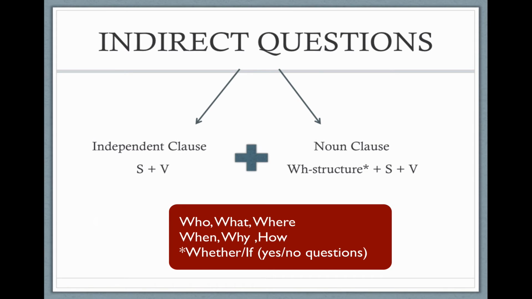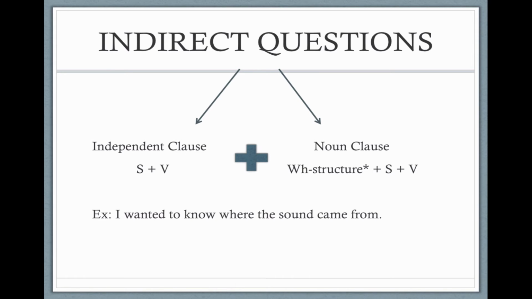For example, my first example is where I have a WH question. I wanted to know where the sound came from. Here's my subject and verb in my independent clause, and then here is my noun clause. All right, where is my WH structure?